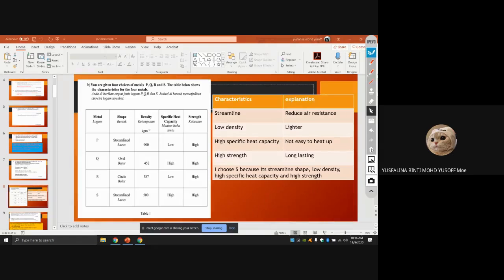For this one, I choose ash, because it has a streamline shape, low density, high specific heat capacity, and also high strength. So this is the answer for question B. Alright, the next one.